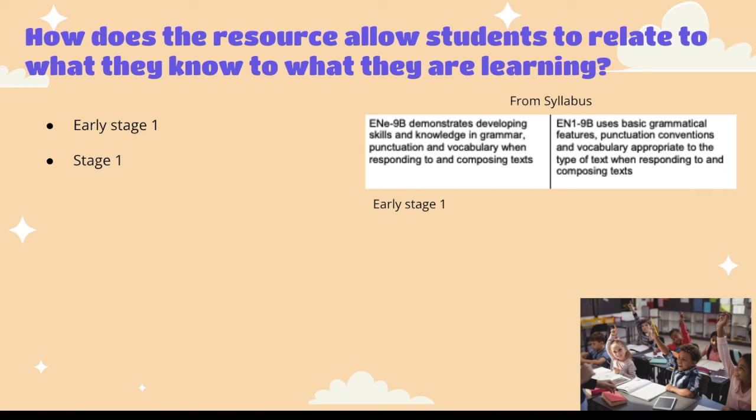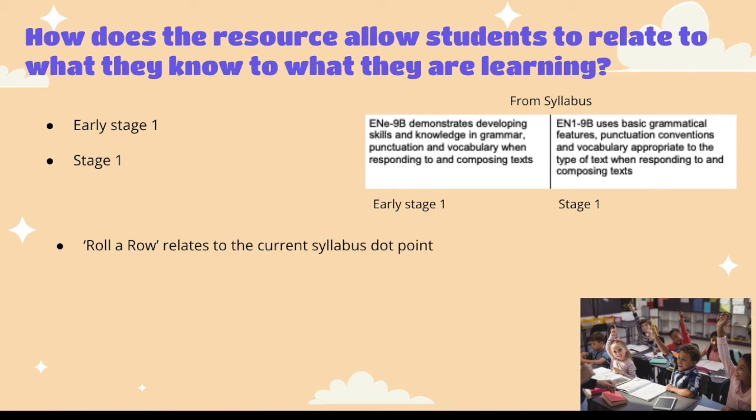According to the syllabus, in Early Stage 1, students have begun to show developing skills in knowledge, grammar, punctuation, and vocabulary when responding to text. In Stage 1, students are able to use basic grammatical features such as punctuation conventions and appropriate vocabulary to the type of text the students are responding to and creating.